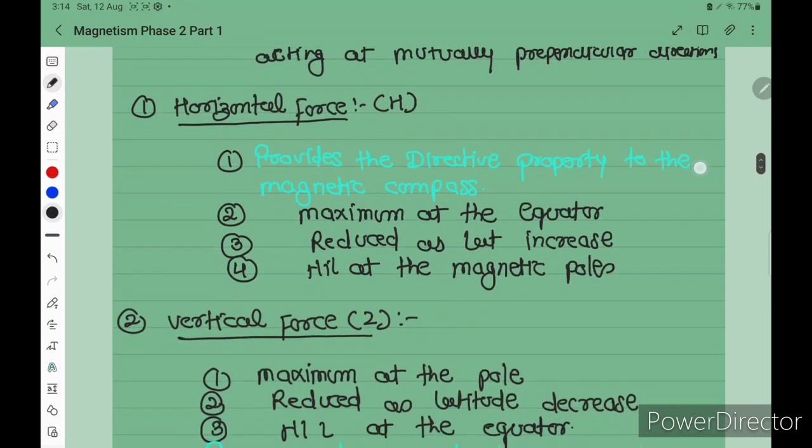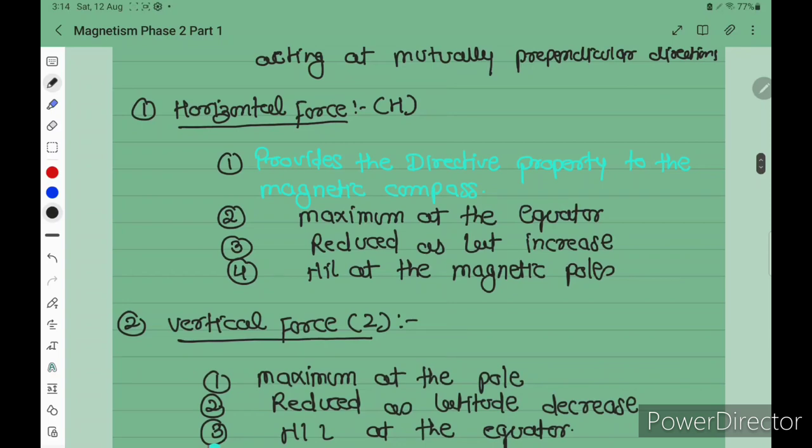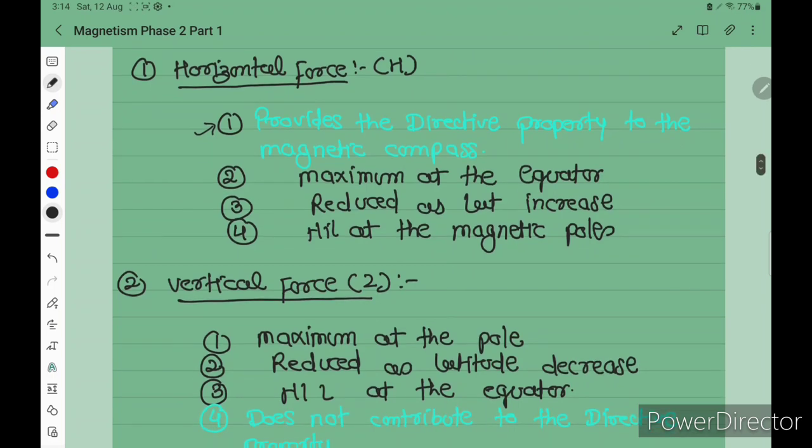Now we discuss what horizontal force is. It provides the directive properties, very important. So you can note down this property, so you can write it in the exam. Horizontal force H provides the directive properties to the magnetic compass, very important. It is maximum at the equator, and as you go up on the north side, it reduces as latitude increases. And at the magnetic pole, it will be nil.